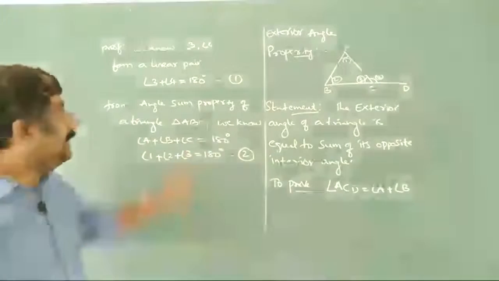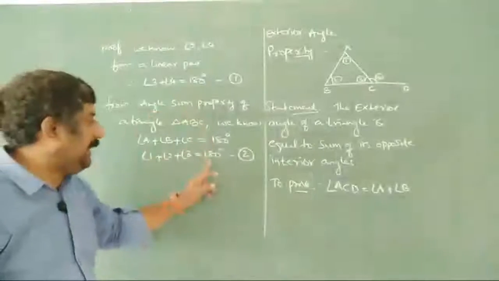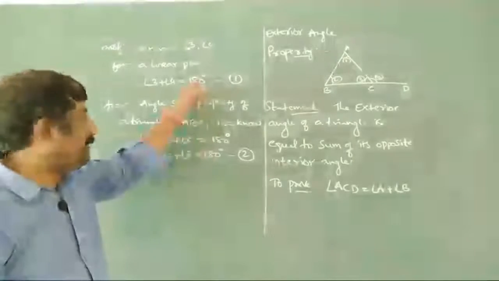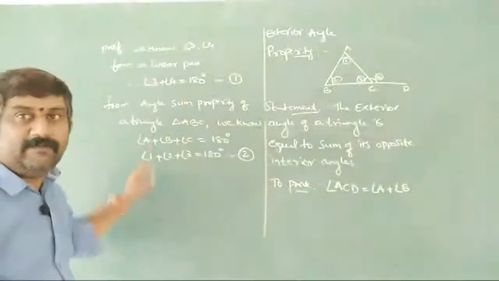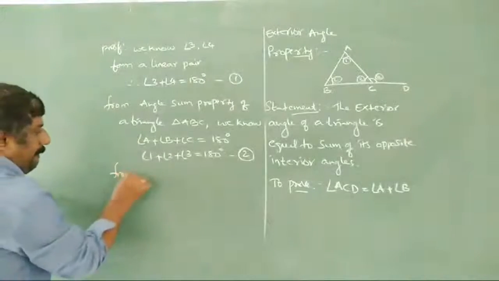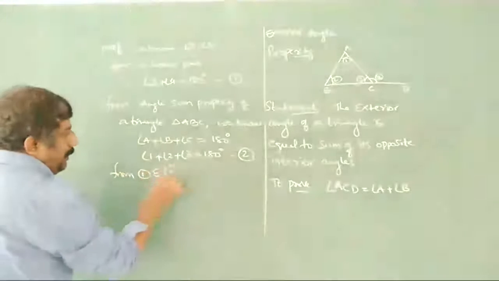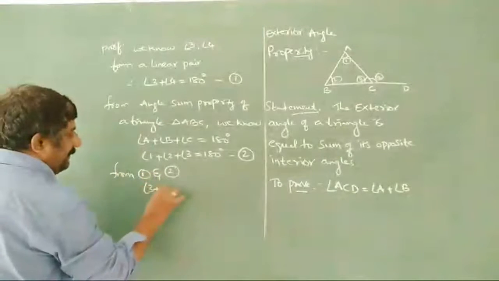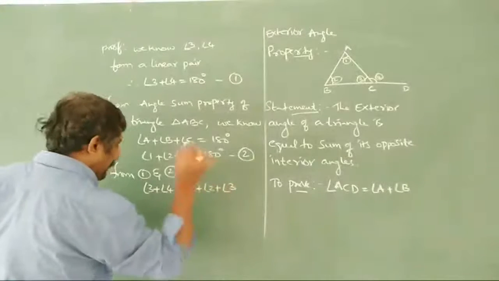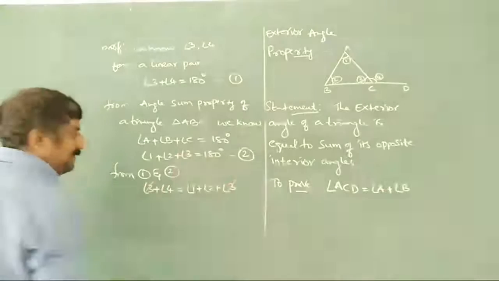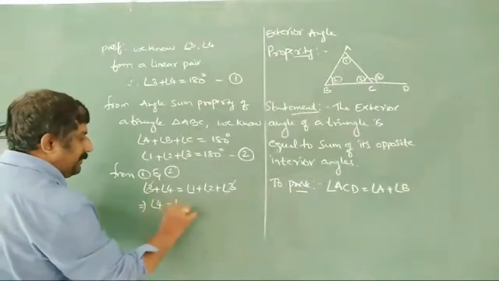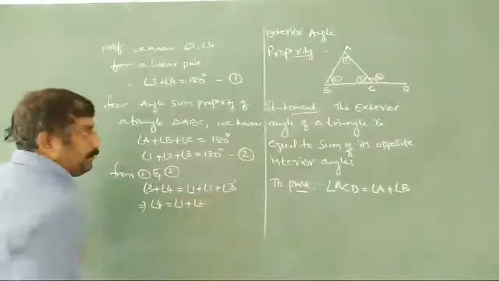Now you observe here, equation 1 equals 180 and equation 2 also equals 180. Whenever both RHS are equal, we can equate the LHS also. So from 1 and 2, angle 3 plus angle 4 is equal to angle 1 plus angle 2 plus angle 3. These can be cancelled simply, 3 and 3 eliminated. So remaining, angle 4 is equal to angle 1 plus angle 2.